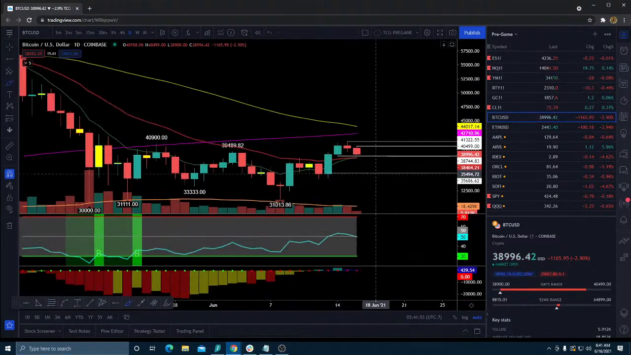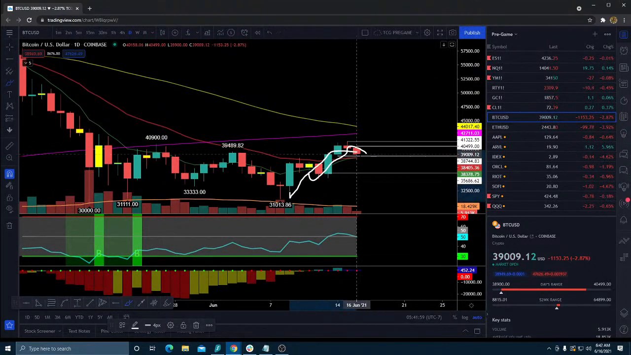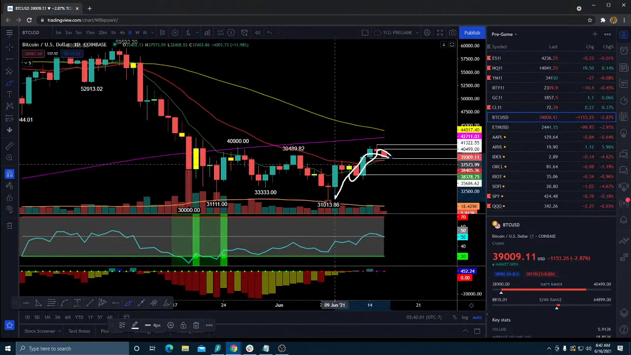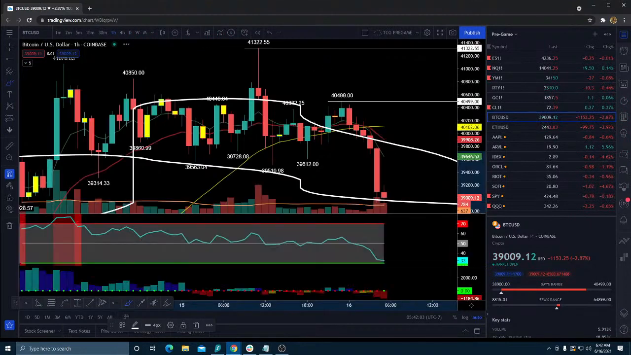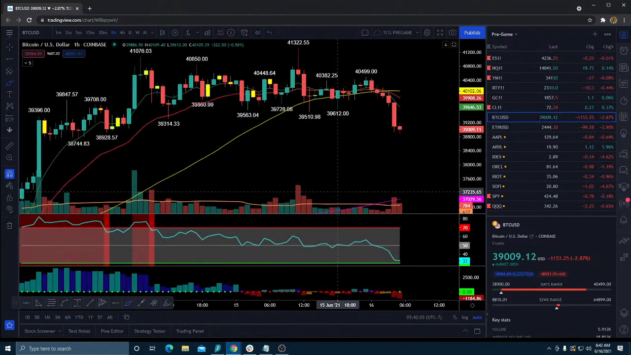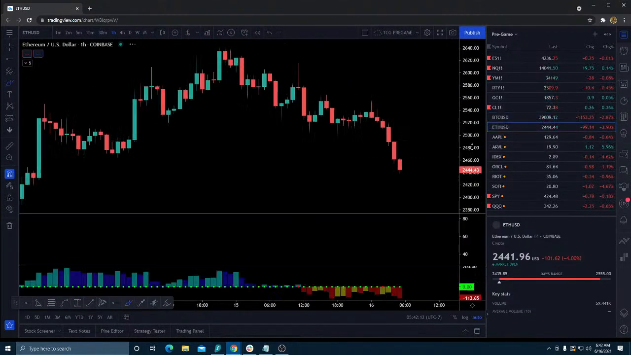It could be a daily bull flag, but this is not how you want to see a daily bull flag with such a tiny pull. As a matter of fact, I can't call it a bull flag. It goes against my religion when it's that weak. So support 38928, 38744. Be careful, Bitcoin and crypto bulls, all in all.